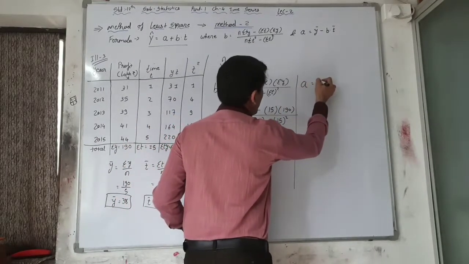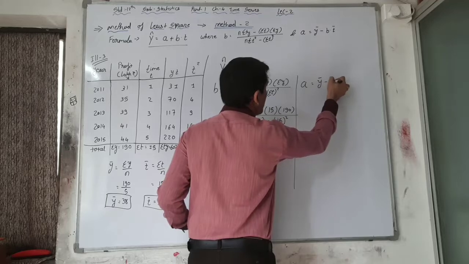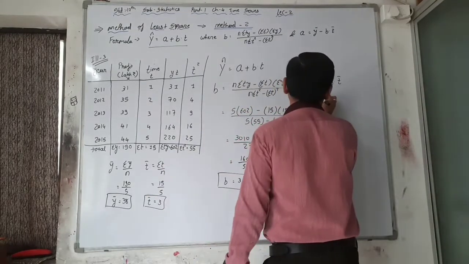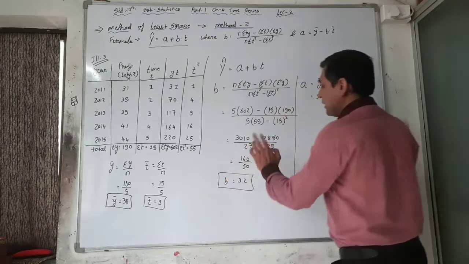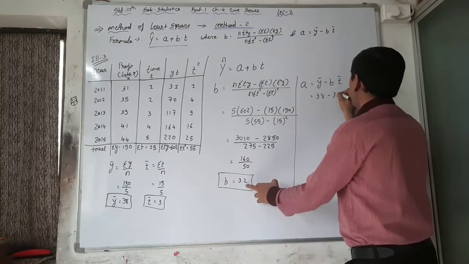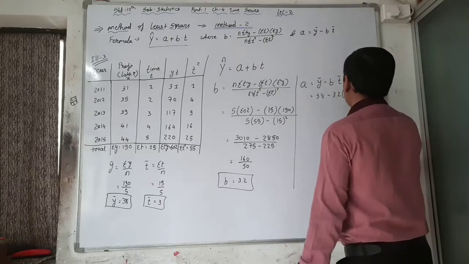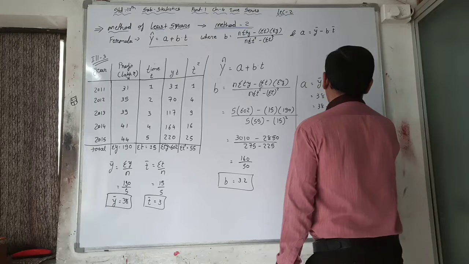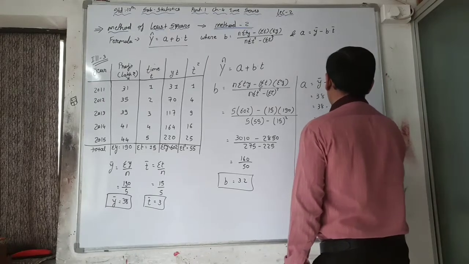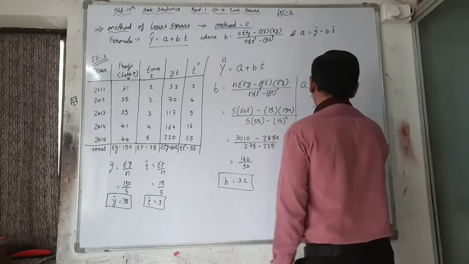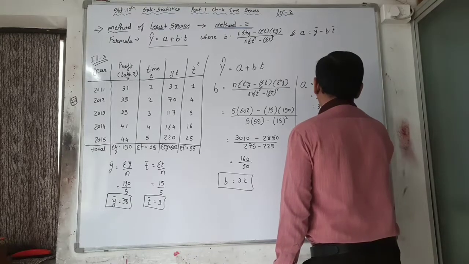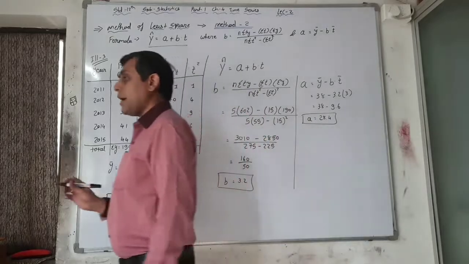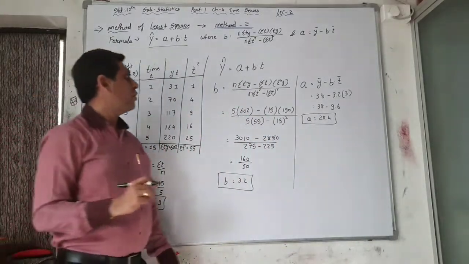What is the formula for A? A is equal to Y bar minus B T bar. Y bar is equal to here 38 minus B, which is here 3.2, into T bar, it is 3. So 38 minus 9.6, 28.4 is your A. So two values of B and A we will find out.